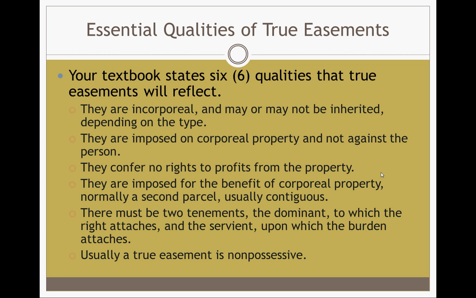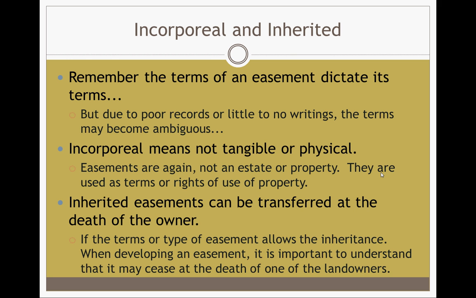The dominant is the one who uses that. And usually a true easement is non-possessive. Now, remember, the terms of an easement dictate its terms. I mean, that's really what is dictated, what's in the easement. But due to poor records, little to no writings, the terms may become what we call ambiguous.